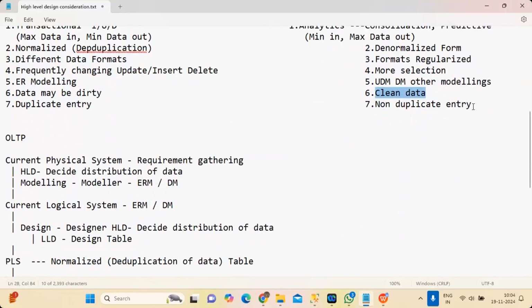And I don't want any duplicate entry. See, this duplicate is different from this duplicate. What do I mean by no duplicate entry? Same transaction should not get entered twice by mistake. That is what I mean by duplicate entry.